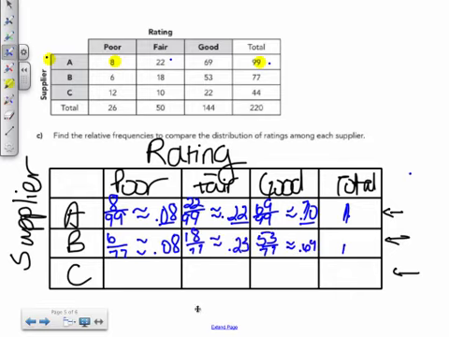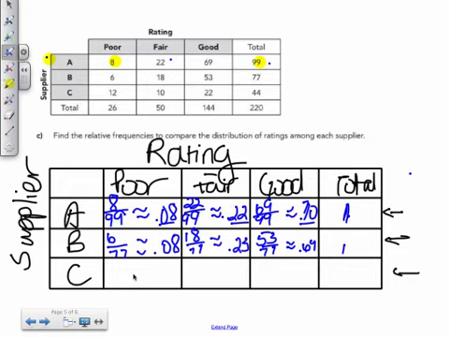All right, so you should get 18 out of 77, which is about 0.23, and 53 out of 77, which is about 0.69. Add up all three of these numbers together, you get 100%. Go ahead and see if you can set up part C, or the poor rating for supplier C, and then compare your answer with mine.